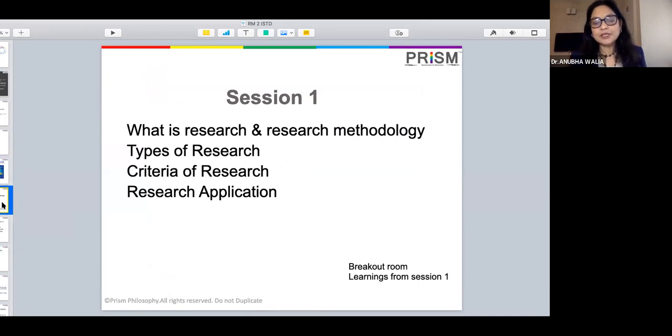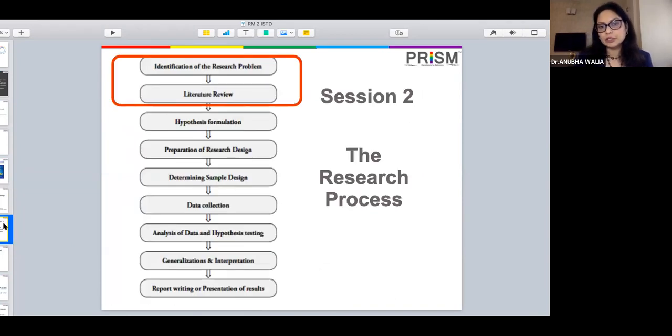In the first session, you must have observed we talked about what is research and what is research methodology. We understood the types of research, the criteria of research, and the research application. In today's session, we are going to focus on the research process. There are various steps to it. I will not go into a deep dive of the process, but we will start with it and understand how we can take all the steps one by one. Today, the main focus will be on the identification of the research problem and the literature review. These are the two critical areas that we will be focusing on today.